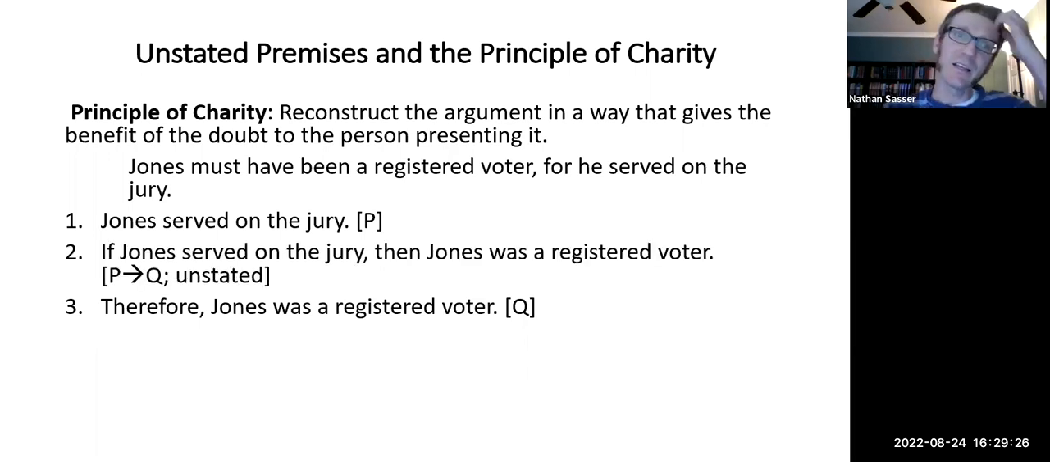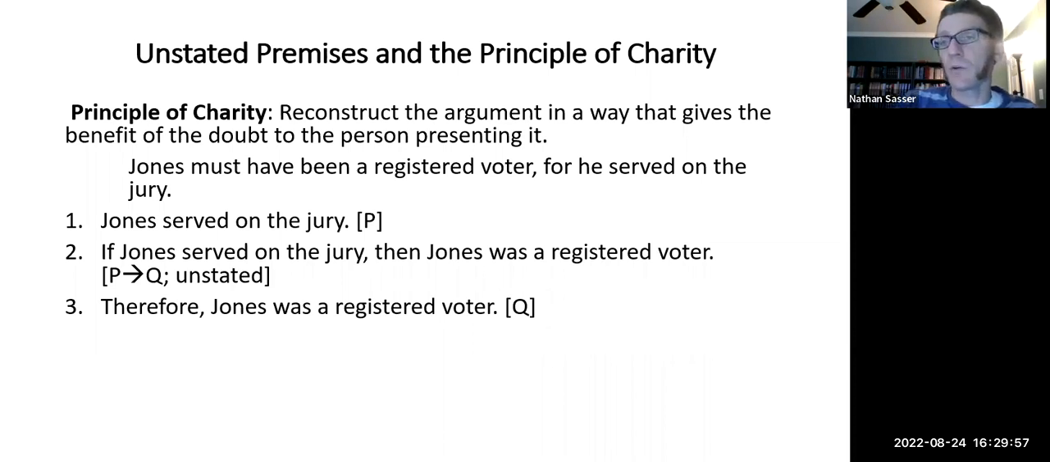Here it is. If Jones served on the jury, then Jones was a registered voter. Now, look what you've got. Premise 1 is P. Premise 2 is if P, then Q. You've got the raw materials for a modus ponens, and you can validly draw the conclusion, therefore Q. So, if somebody left out a premise, give them the benefit of the doubt if it's reasonable to do so, and fill in the unstated premises.